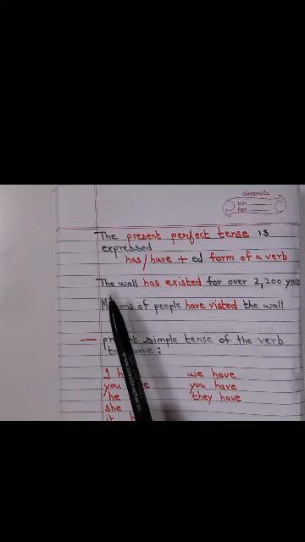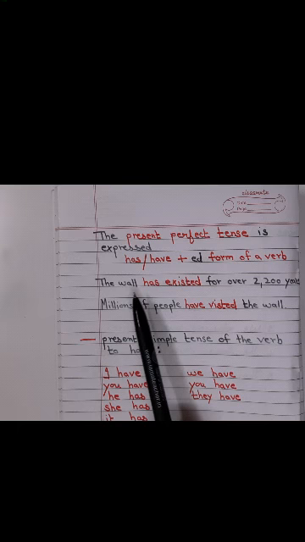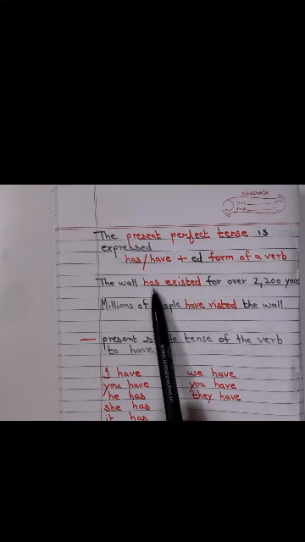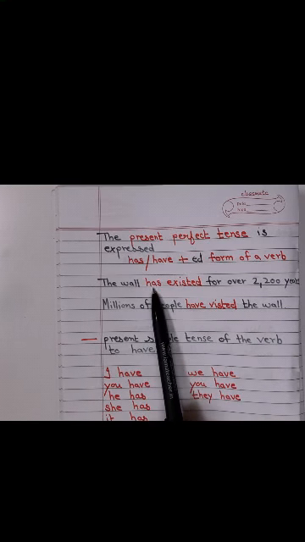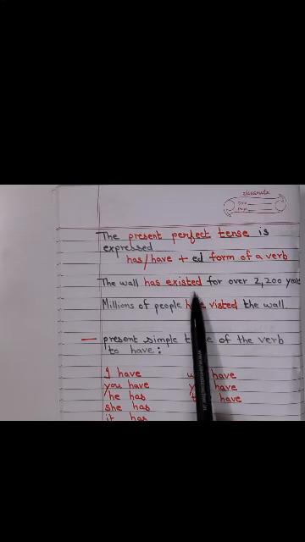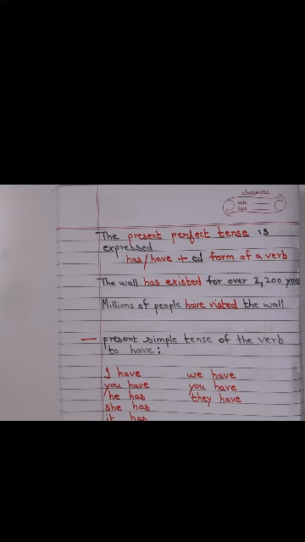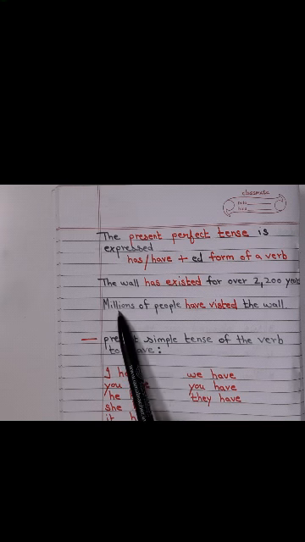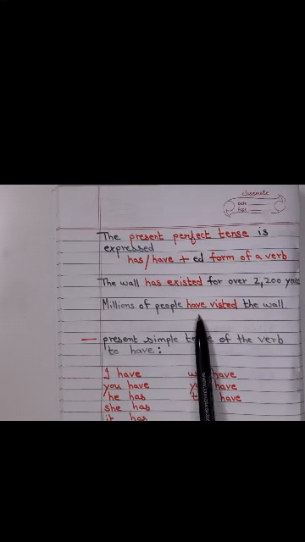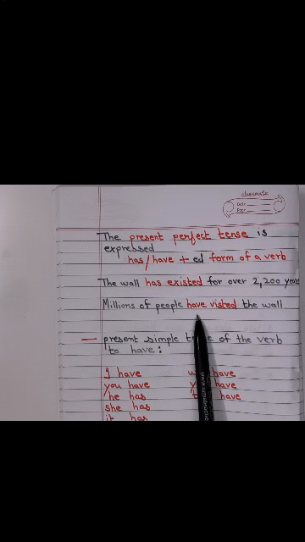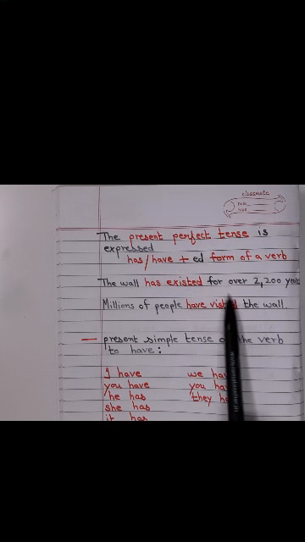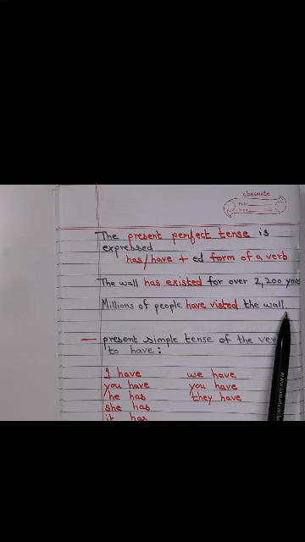Like look at this children. The wall, this is the same example from your textbook. The wall has. So you have put your has. Now you want the ed form of the verb. Existed for over 2200 years. Now look here. Millions of people have. Then the ed form of the verb is visited the wall.